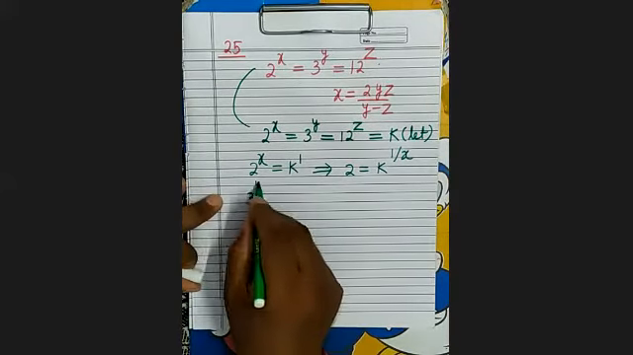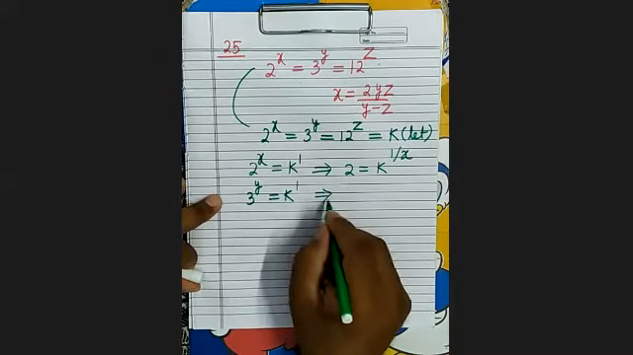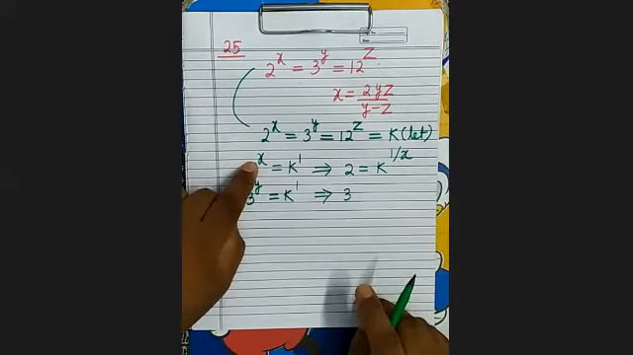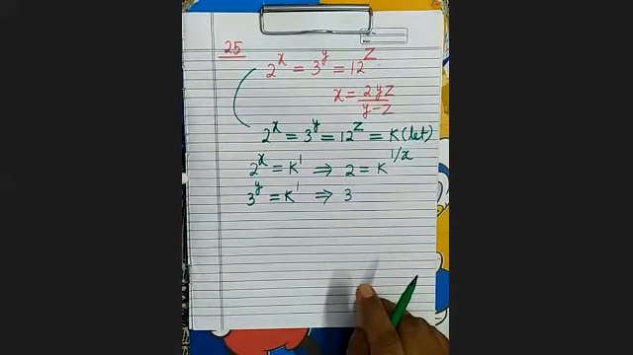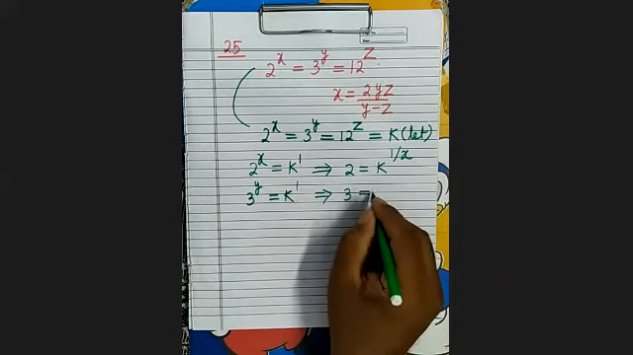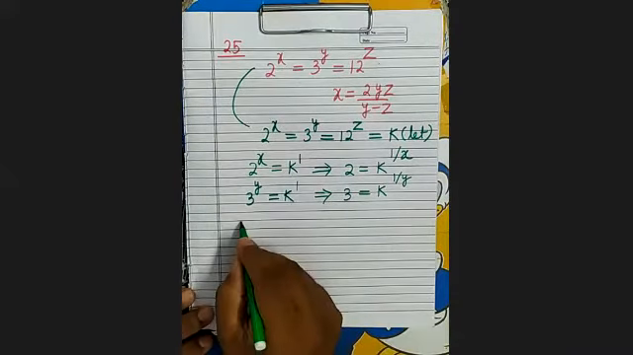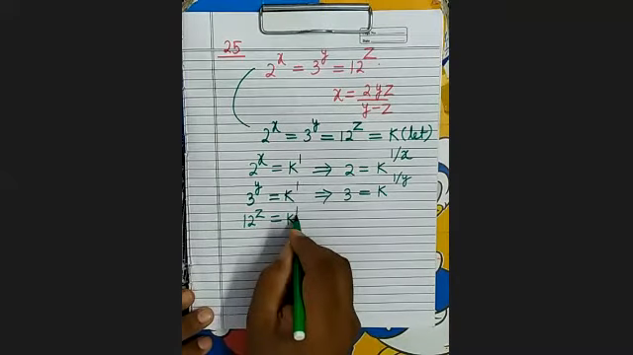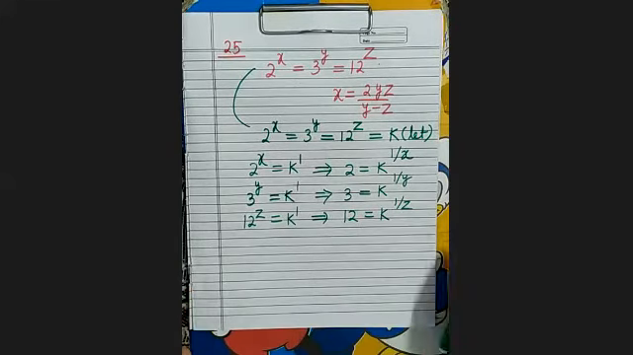Then 3 to the power y equals k. That is 3 equals, when the power is taken from one side to the other side, the power gets reciprocated. So it is 3 equals k to the power 1 upon y. It's clear? And then 12 to the power z equals k. That is 12 equals k to the power 1 upon z. All of you wait for a minute.